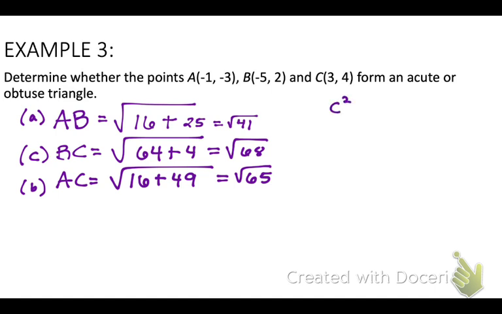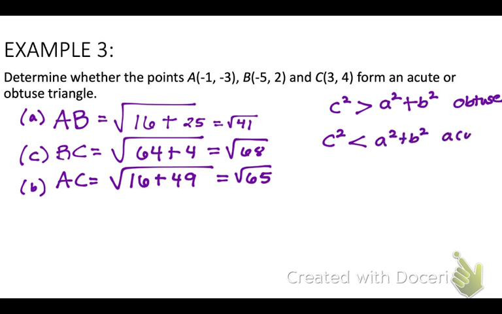If my C squared is larger than A squared plus B squared, then I know that my triangle is going to be obtuse. If my C squared is smaller than my A squared plus B squared, then I know that my triangle is going to be acute. So we're saying BC is my C. So let's check. Is the square root of 68 greater than or less than the square root of 41 plus the square root of 65?